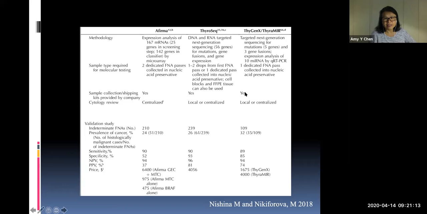So how do these tests work? Well, here are the 3 tests that I just mentioned: Afirma, ThyroSeq, and ThyGenX. Basically, Afirma is an expression analysis of mRNAs. You usually do 1 or 2 FNA passes, and then you put it into a special vial that needs to be sent directly to Afirma.